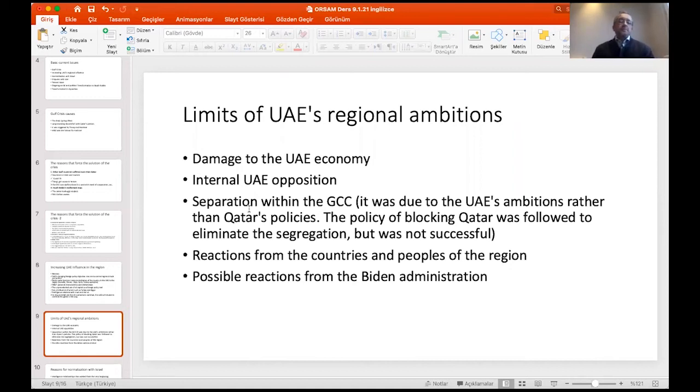from the circles related with Muslim Brotherhood, but not also from the other Emirates under the United Arab Emirates, like Sharjah and other Emirates. Okay. And that separation within the GCC is also a very important limitation for the limits of United Arab Emirates policy, this kind of new foreign policy. It was due to the UAE's ambitions rather than Qatar's policies.